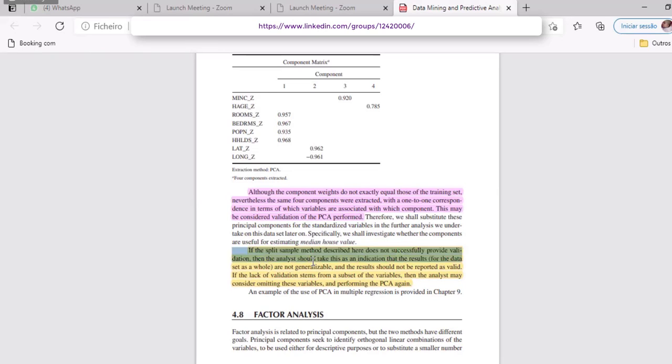Now, this is another scenario. If we had done this test with the data set for test and the values appeared much different, that would mean, as in this paragraph here, that the analyst should take this as an indication that the values of the data set as a whole cannot be generalized, and the results should not be reported as valid. If we don't have validation from a subset of variables, then we may consider omitting these variables and performing PCA again.